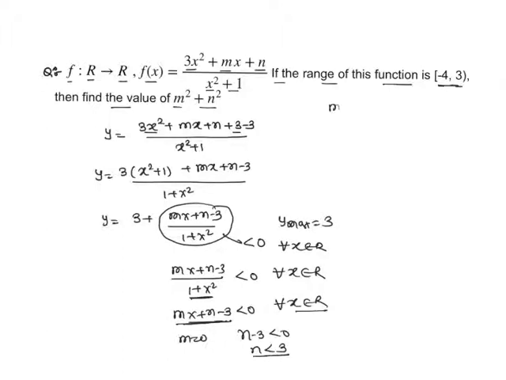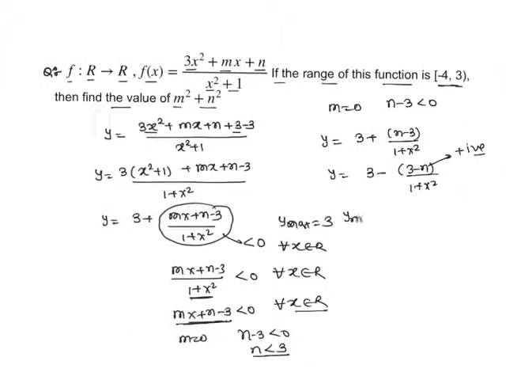Now given is what? m is what? 0, and n minus 3 is what? Less than 0. So y will become what? 3 plus n minus 3 divided by 1 plus x square. So y equals, with this we can write as 3 minus n divided by 1 plus x square, and 3 minus n is what? Positive. So y minimum if you want, so what will we get? 3 minus, this should be what? Maximum. If this is maximum, that means the denominator should be minimum, and the denominator value is what? 1. So what will come?